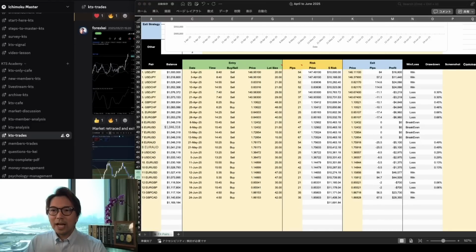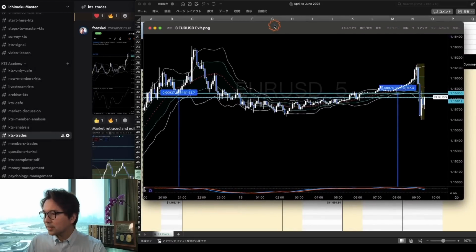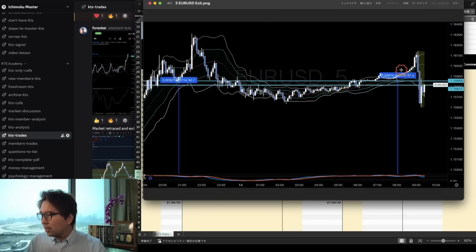And then what happened after is that the market retraced and they hit my stop losses. This is a screenshot of that one. So the market went down. I think this was due to news. The market went down and hit the stop loss. So that's how I exited my profits this way.